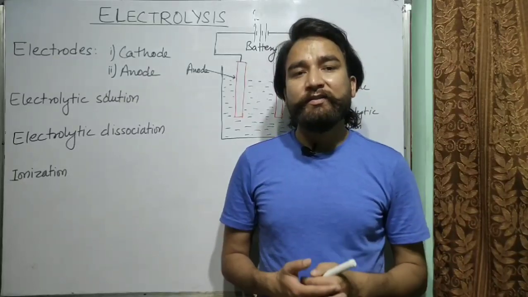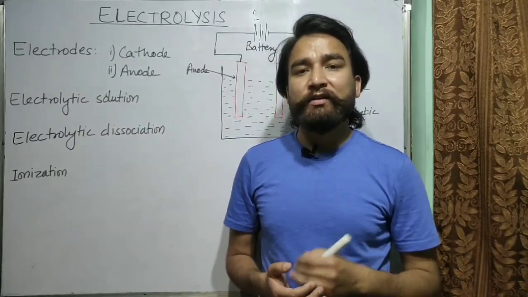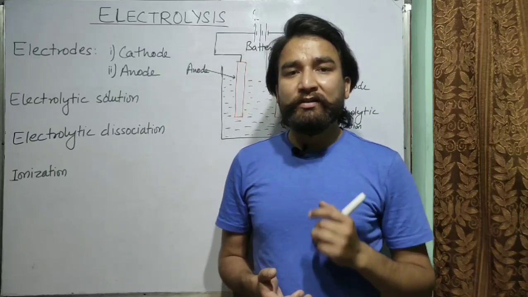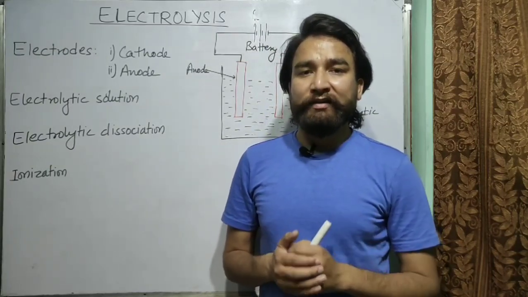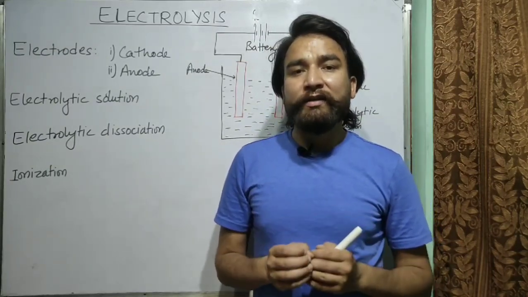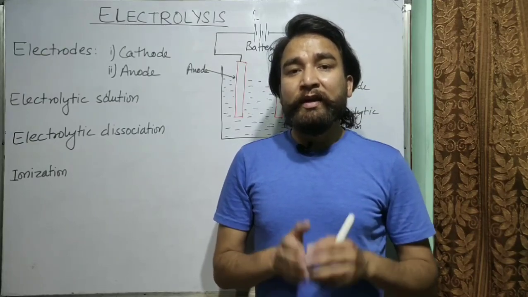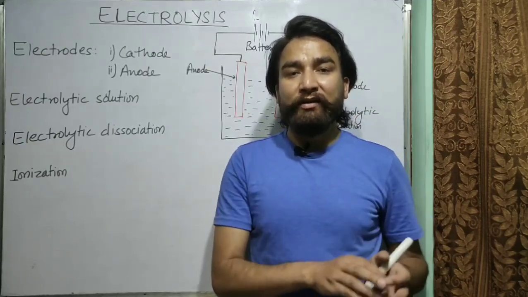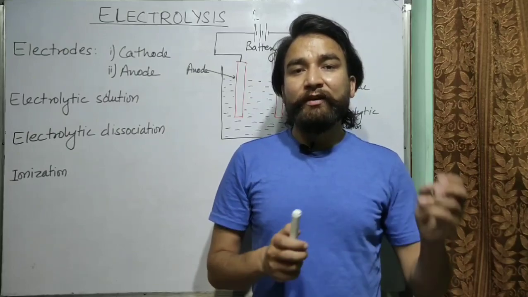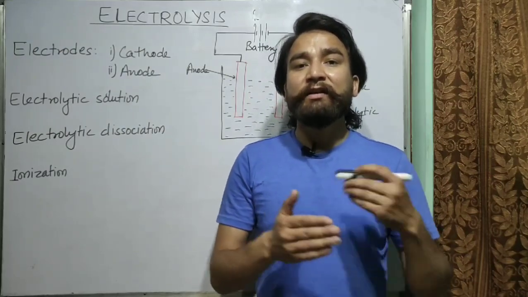Hello everyone, this is the second lecture of electrolysis, and in this lecture we will discuss the electrolytic cell. As you know, an electrolytic cell is a device which converts electrical energy into chemical energy. It means with the help of electricity a chemical reaction takes place.